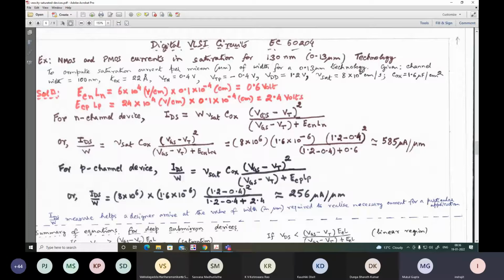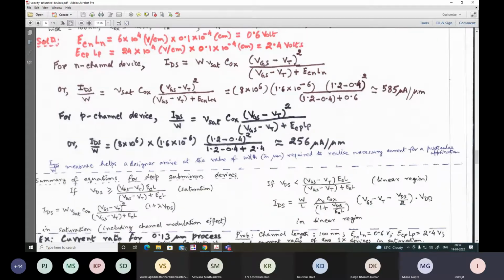And suppose the circuit designer says that the terminal voltage should be maintained as 1.2 volt or whatever. This is a technology threshold voltage, we cannot do much about that. Also channel length is normally fixed for a particular process node. So the only thing that we can vary is the width of the device. So the current per unit width we measure in order to have an estimate of what should be the value of the width to come up with the necessary current for driving a particular load. That is the major objective.